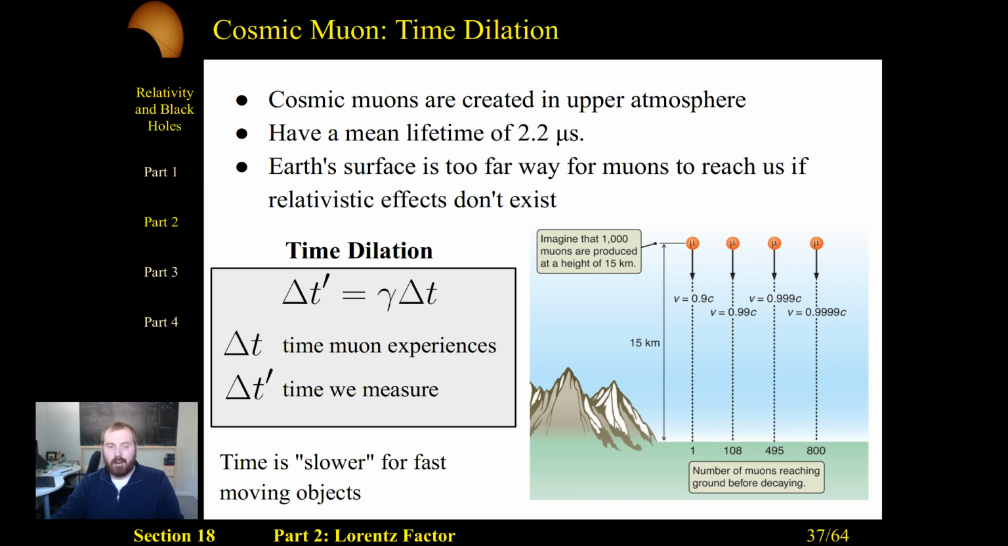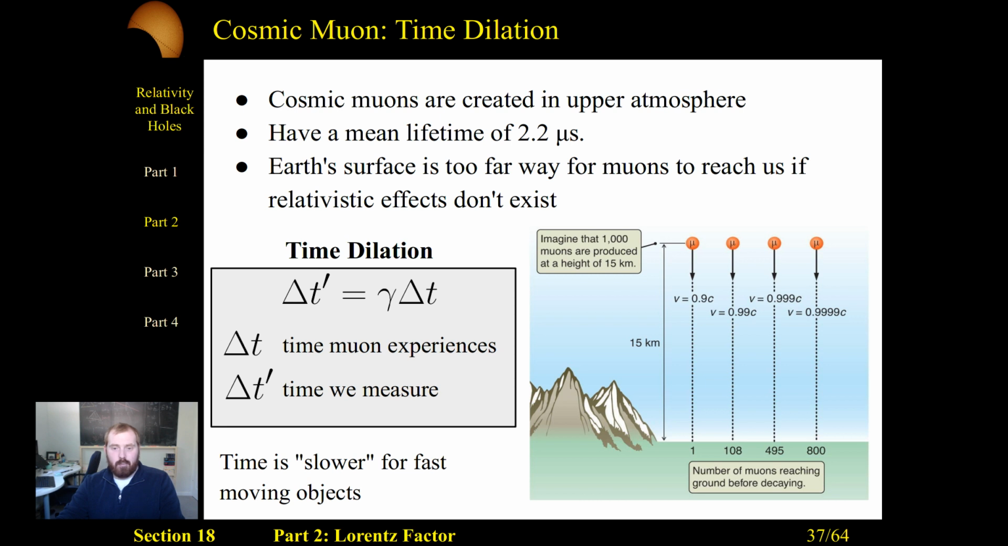So what's happening here? Delta t without the prime is the time that the muon experiences. How much time transpires for that muon. In that muon's frame, we'd call it its rest frame, it lives for about 2 microseconds and then decays. It fades away. But come to our Earth-based observations.